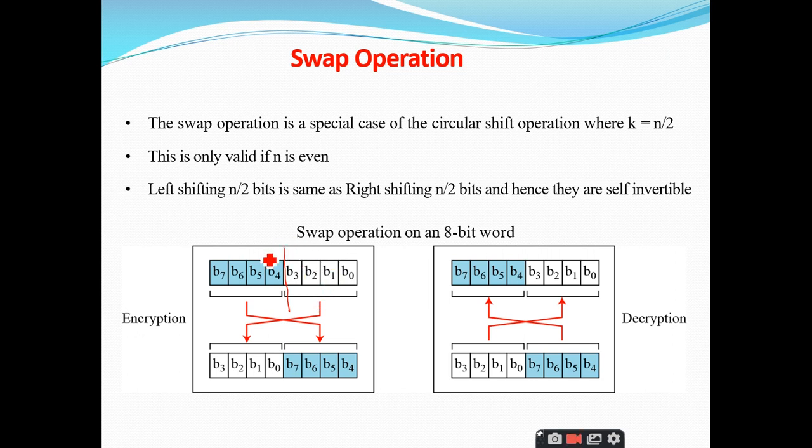So whatever bits you are given, for example, if you are given 8 bits, you divide them into 2 parts, that is n by 2 parts. So 4 bits and 4 bits. So you swap the most significant 4 bits towards the least significant part, and the least significant 4 bits will be moved to the most significant part. Right. So if this is used for the encryption, the reverse can be used for the decryption. So this swap operation is also self-invertible.